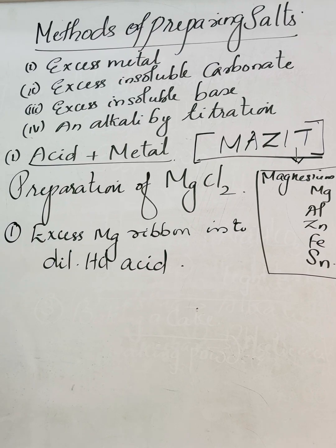Why do I use excess magnesium? Because we want to confirm that the entire acid will react properly. That's why I use excess magnesium ribbon. Because of adding excess magnesium ribbon, some magnesium is left over at the end of the reaction. Okay, at that time we want to filter.